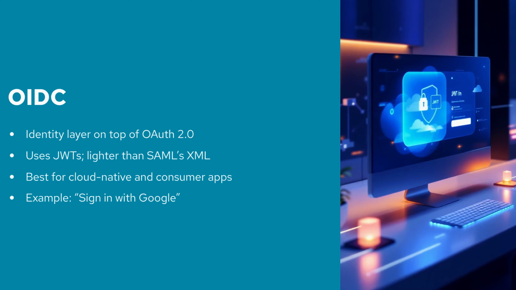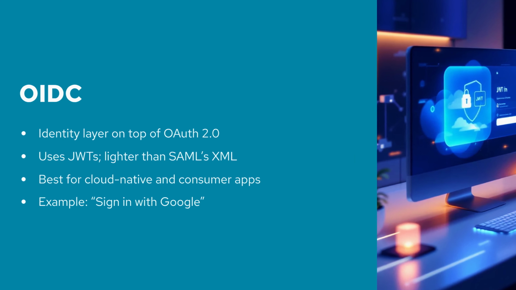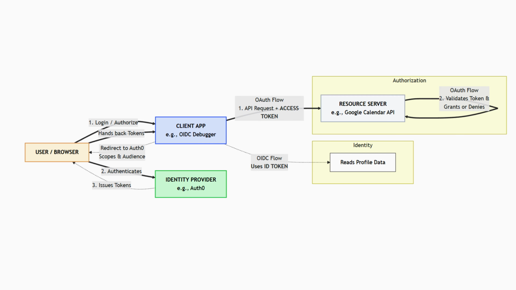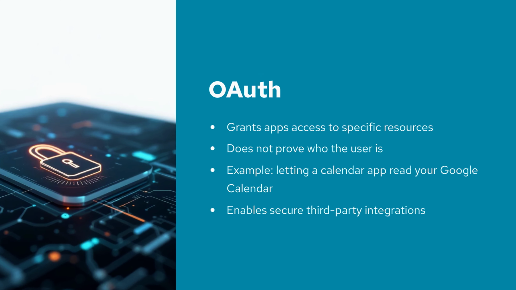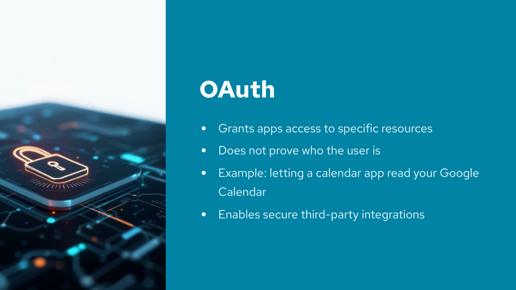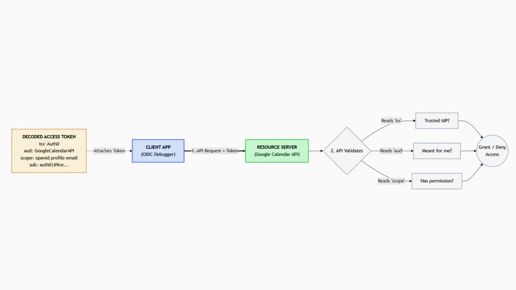OIDC, or OpenID Connect, is another standard. When you click sign in with Google on a website, that is OIDC. It uses JSON Web Tokens, or JWTs for short, which are lighter and easier to work with than XML. OIDC is the modern standard for consumer-facing and cloud-native applications. OAuth is specifically about authorization, not authentication. It answers the question: what is this application allowed to do on behalf of the user? When you authorize a calendar app to read your Google Calendar, that is OAuth.